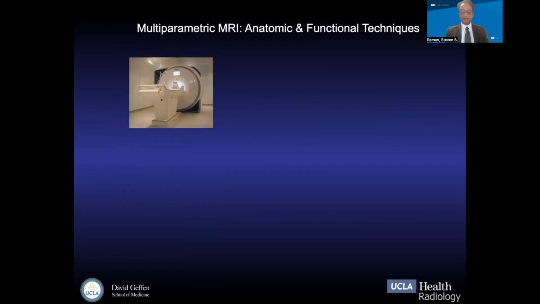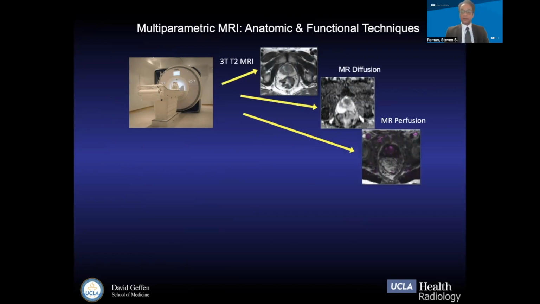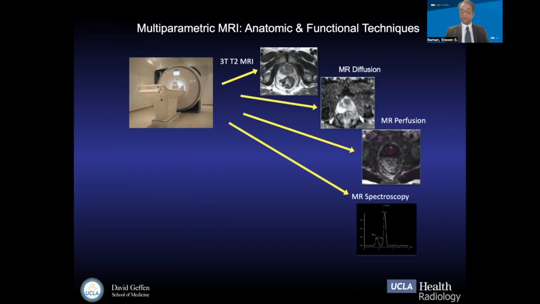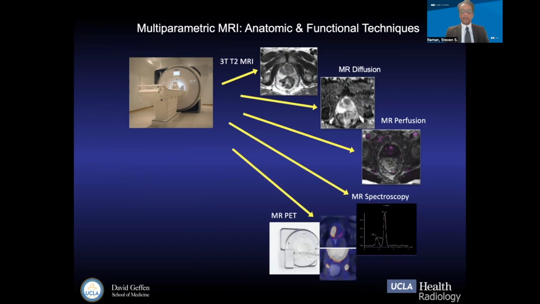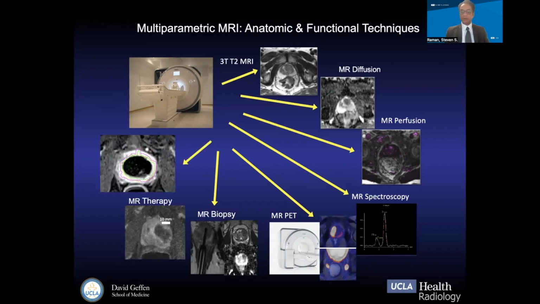MR has really revolutionized prostate cancer detection and grading with T2-weighted imaging, diffusion-weighted imaging, and perfusion-weighted imaging as the mainstays of multiparametric MR. In some centers, this is supplemented with MR spectroscopy, and now we have MR PET to improve the detection, and especially for metastatic disease. MR targeted biopsies are now the mainstay for detecting clinically significant disease. And MR enables us to do both focal and whole gland therapies in a more mature fashion.